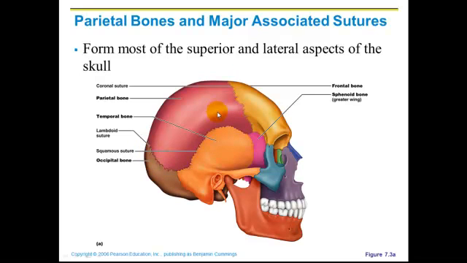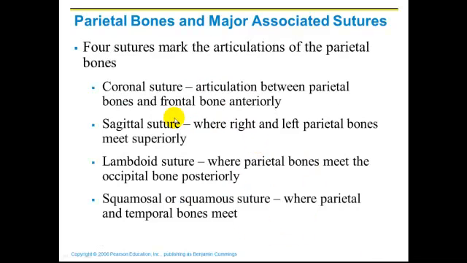The other bones visible in this aspect would be the occipital bone and temporal bone, and we will get into the facial bones. The different sutures should be able to be identified, and you should be able to identify these on all of the possible views.